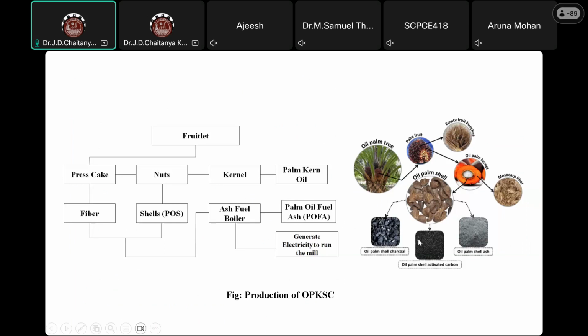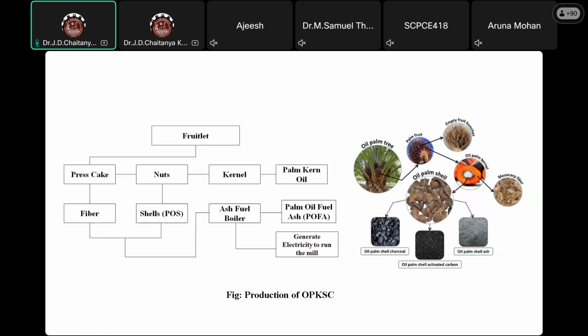They are using some of the shell in the boilers as fuel. After burning the shell, we get the palm oil fuel ash. So these are the production of palm oil clinker, palm oil shell, and palm oil fuel ash. These are the three types of waste products we are utilizing in the construction industry.